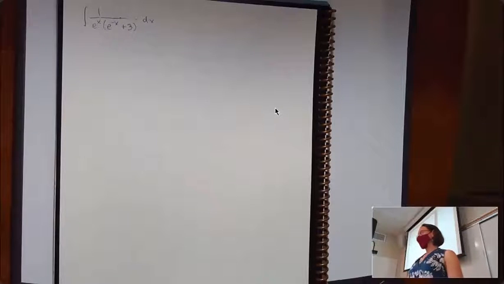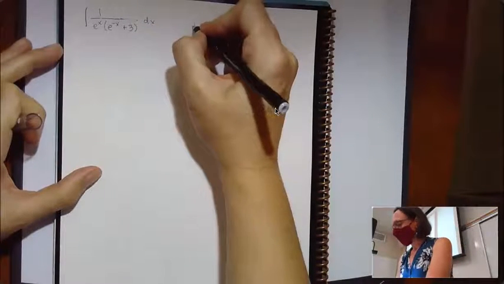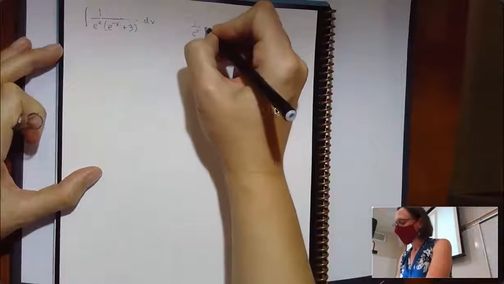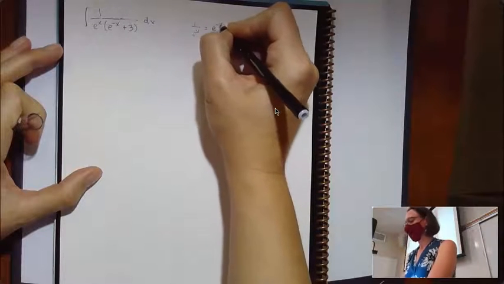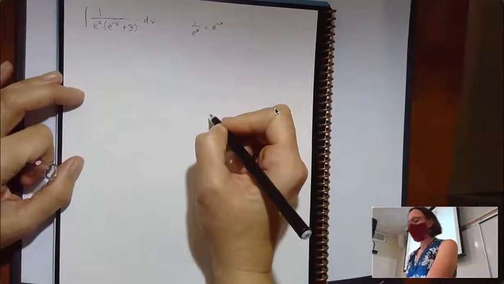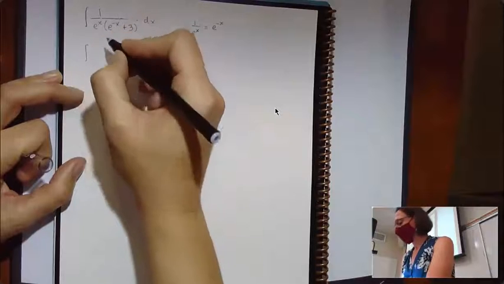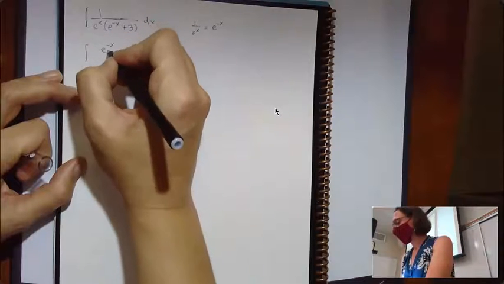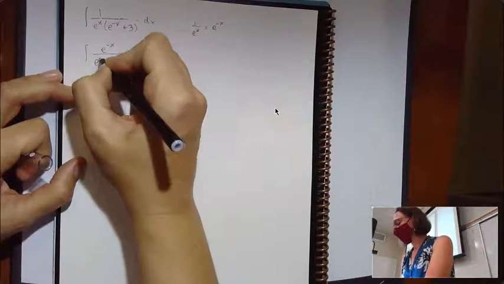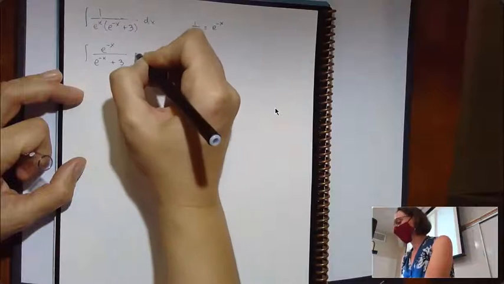So the trick to this is mostly that it looks terrible. So I'm hoping for a u substitution. And the trick to finding that u substitution is recognizing that 1 over e to the x is the same as e to the negative x if I bring it up on top. So I would rewrite this to say e to the negative x on top, and then e to the negative x plus 3 on the bottom.